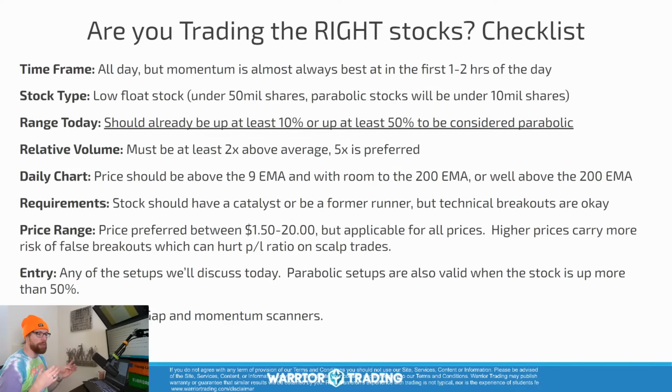The daily chart should be above the 9 EMA and above the 200 EMA. The stock should have a catalyst or be a former momentum stock, but technical breakouts can be okay. The price range, preferably between $1.50 and $20. You can scalp on all price ranges, but higher price stocks carry more risk with big spreads that false breakouts could really hurt your profit loss ratio.